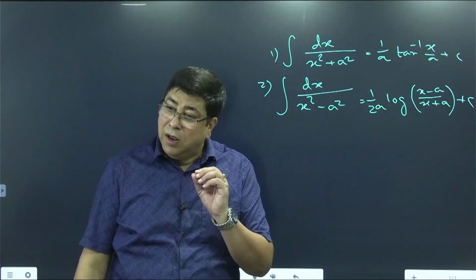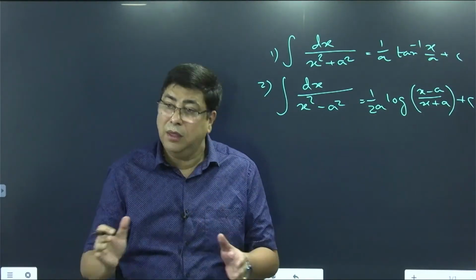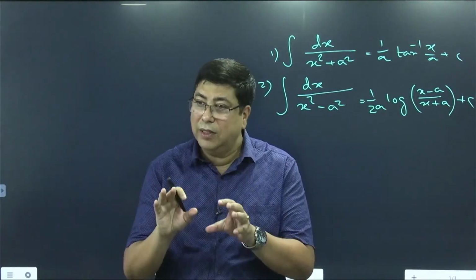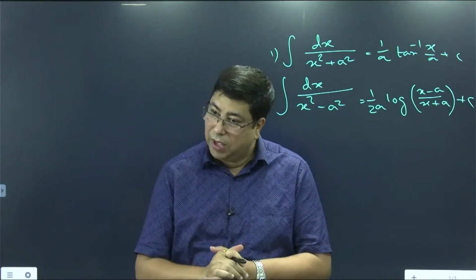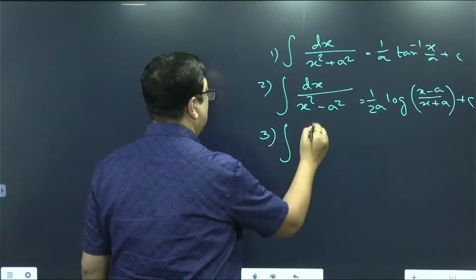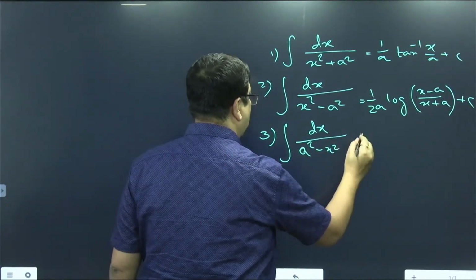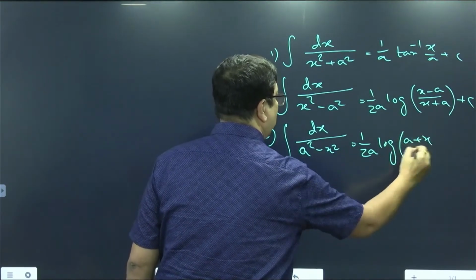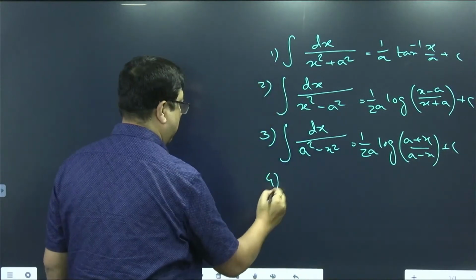Remember one thing, by the way, I want to tell you one thing. You'll see in number of books, they are writing log of mod. Log is already defined to be positive. Within log, whatever there, that is positive. So it is unnecessary to give the mod on the log. Okay? Remember this. Number 3, dx by a square minus x square, that is 1 by 2a log of a plus x by a minus x. So you can provide mod, you may not provide mod, it does not matter.